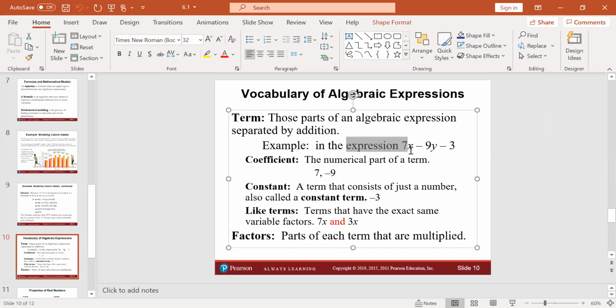The coefficient of the x is 7. It's the number in front. It's telling you how many of those x's there are. And really, it's saying that it's 7 times x. It's saying 7x.